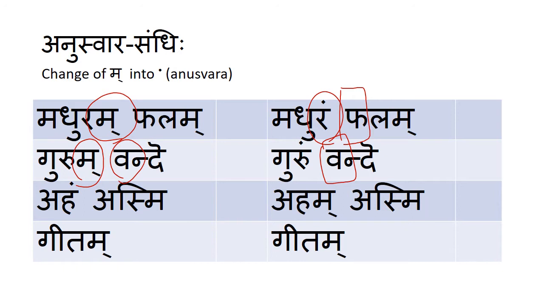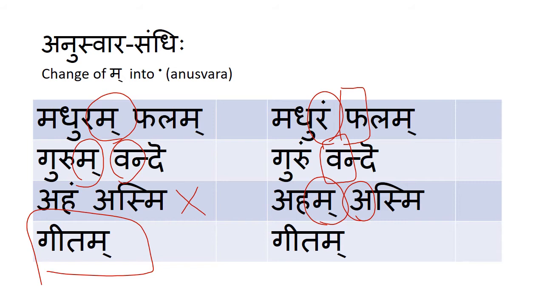In the third one, Aham Asmi, the Makara which is at the end of the first word, Aham, does not change to Anuswara because the word which follows after Aham starts with a swara or a vowel. In the last example, Geetam is a single word. After that, there is no word. It's the end of it. Makara is at the end of a word or at the end of a sentence. So in that case also, the Makara does not change to Anuswara.